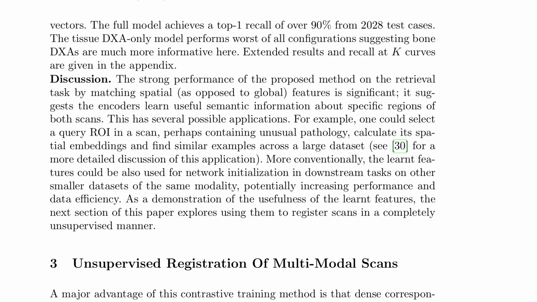And in the discussion section, they mentioned that this task on its own is also very important. For example, they mentioned that one could select a query ROI in a scan, perhaps containing an unusual pathology, calculate its spatial embedding, and then find similar examples across a very large dataset.